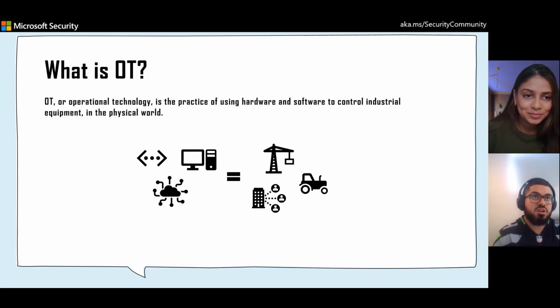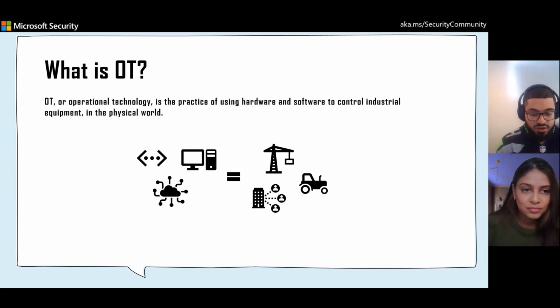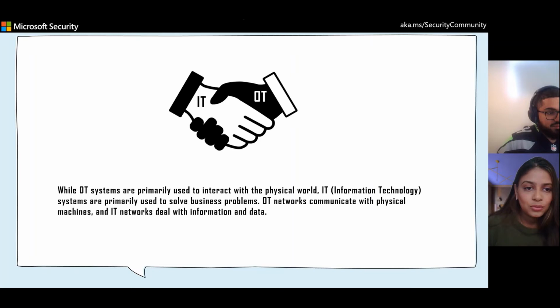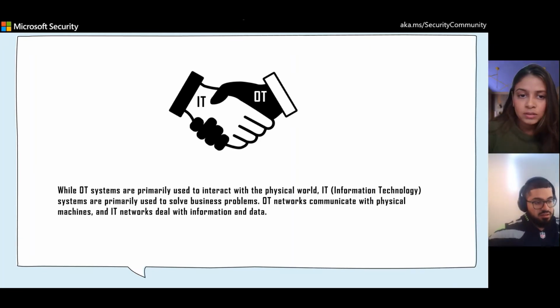Okay, and I'm assuming this operational technology has some sort of software involved in actually running the physical hardware, correct? Yes. So within an industrial control environment, you have IT and OT working together. So IT stands for information technology, and IT is composed of systems that are primarily used to solve business problems. So IT focuses on information and data, versus OT focuses on networks communicating with physical machines within the industrial control environment.